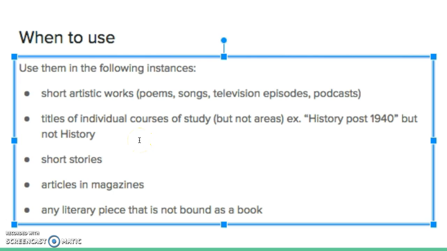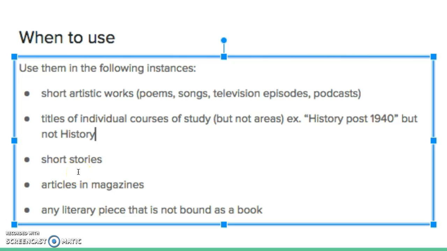Titles of individual courses of study, but not areas of study. So for example, a class I took in college was "History Post 1940." So that is a specific course, so it would be put in quotes. But if I were just saying I'm taking a history class, I wouldn't put that in quotes.